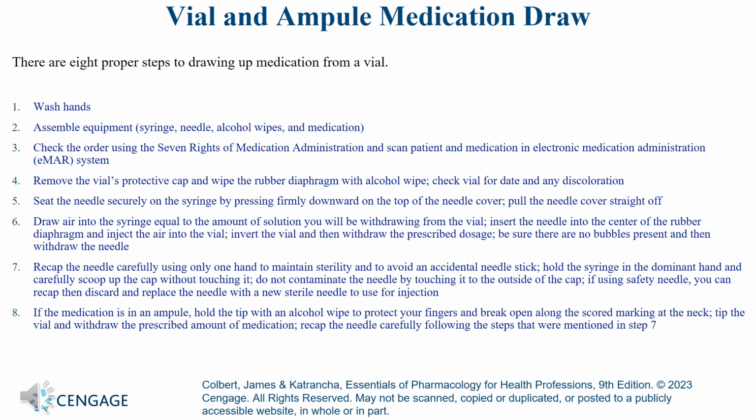Invert the vial and then withdraw the prescribed dosage. Be sure there are no bubbles present and then withdraw the needle. Recap the needle carefully, using only one hand to maintain sterility and to avoid any accidental needle stick. Hold the syringe in the dominant hand and carefully scoop up the cap without touching it. Do not contaminate the needle by touching it to the outside of the cap.